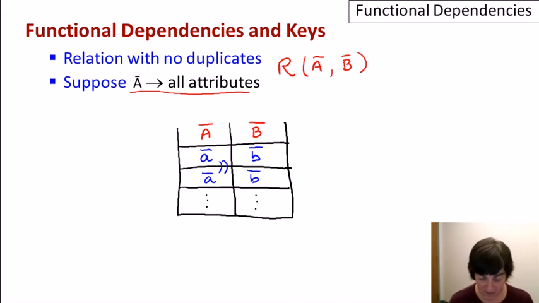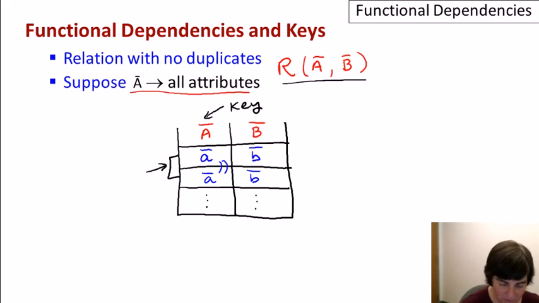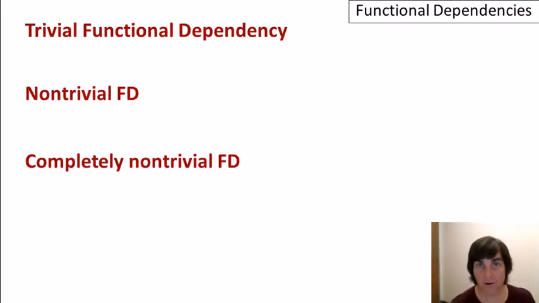So what the functional dependency tells us in that case is that these two tuples are actually the same, or rather we cannot have two separate tuples with the same A values. And that is exactly what it means for A to be a key. Now again, this is only the case when we have no duplicates in R. But if we have no duplicates, if a set of attributes determines all the other attributes, then those attributes are a key.